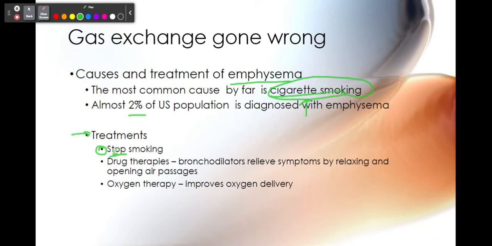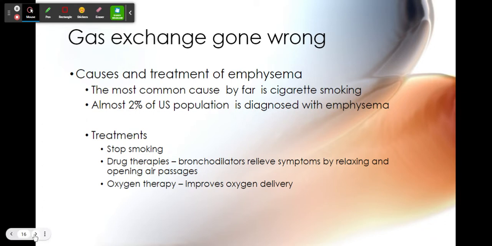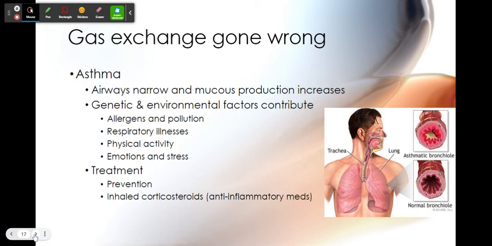How do we fix emphysema? We don't smoke. There are some drug therapies. We can use bronchodilators that are going to reduce the inflammation in the lungs and open up those lung passages a little bit. And then sometimes people just have to be on oxygen therapy. They carry oxygen tanks around with them everywhere. The higher the concentration of oxygen that they're inhaling, the easier it is for their bodies to transfer that oxygen into their blood.